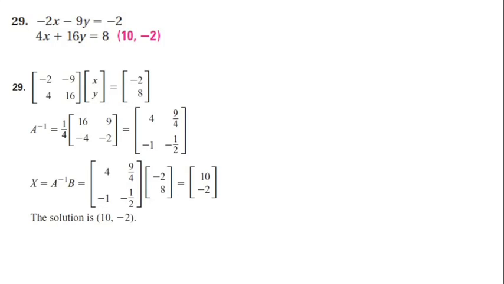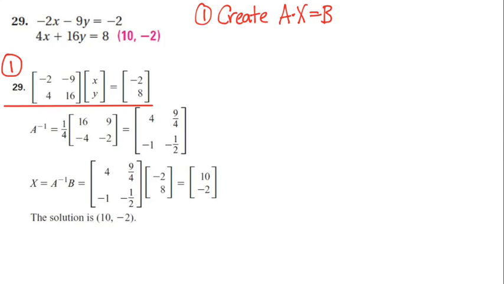So here's an example of solving two-variable, two-equation systems of equations with inverse matrices. The first step we do is to create the matrix A, X, and B. We see that created here. We have our A matrix, we have our X matrix, our B matrix.